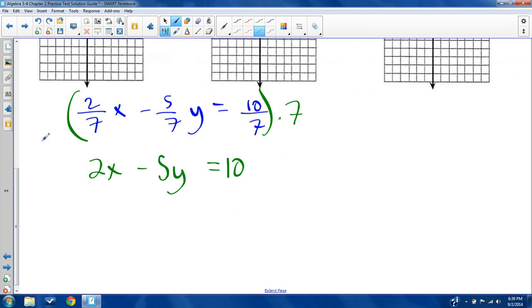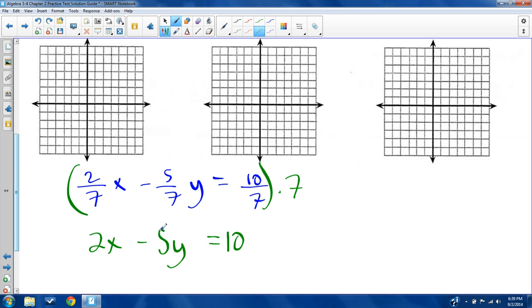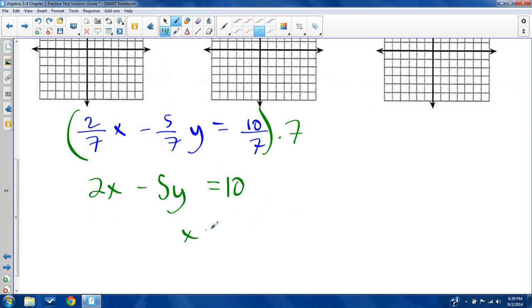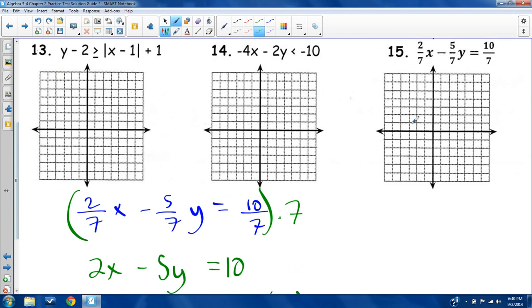Here's another example of that. I'm going to solve for the x and y intercept. My x-intercept is when y equals 0. So if I plug in 0 for y, I'll get 2x equals 10. If 2x equals 10, then x equals 5. So one of my points is 5, 0. So I plug in 5, 0. Boom, one of my points.